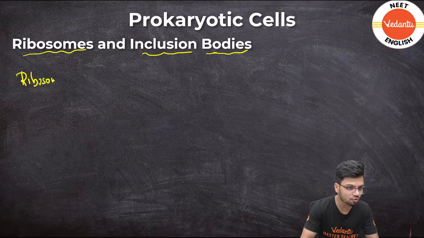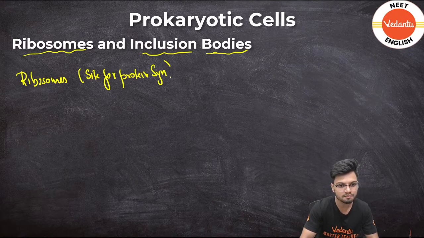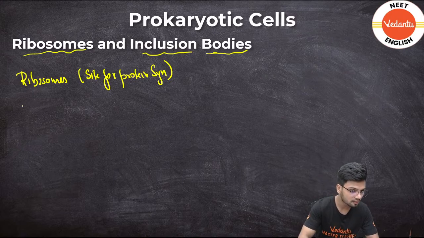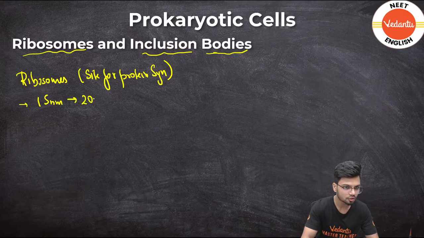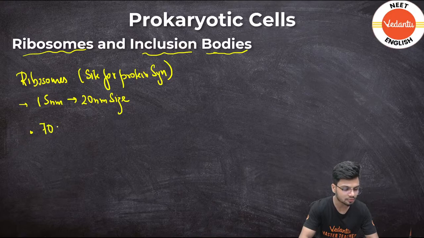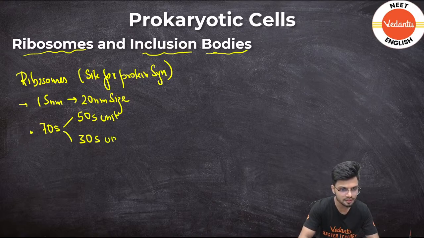Now, ribosomes are very simple creatures. They are the site for what? Protein synthesis. Yes, ribosomes are the site for protein synthesis. Now, in the case of your prokaryotic cell, ribosome size is around 15 nanometer to around 20 nanometer. Yes, very tiny structures. This particular ribosome in prokaryotes is 70S, which is divided into 50S as well as 30S. The 50S subunit and the 30S subunit.